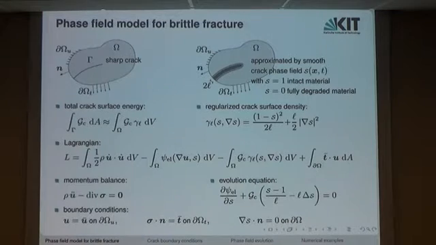between both states. Here you see the corresponding Lagrangian, including terms of the kinetic energy, the elastic energy, the crack surface energy density, and external work. In order to obtain the partial differential equations for dynamic brittle fracture, we employ Hamilton's principle, and variation with respect to the unknown displacement field and phase field finally gives the coupled set of partial differential equations, the momentum balance equation, the evolution equation, and the corresponding boundary conditions.